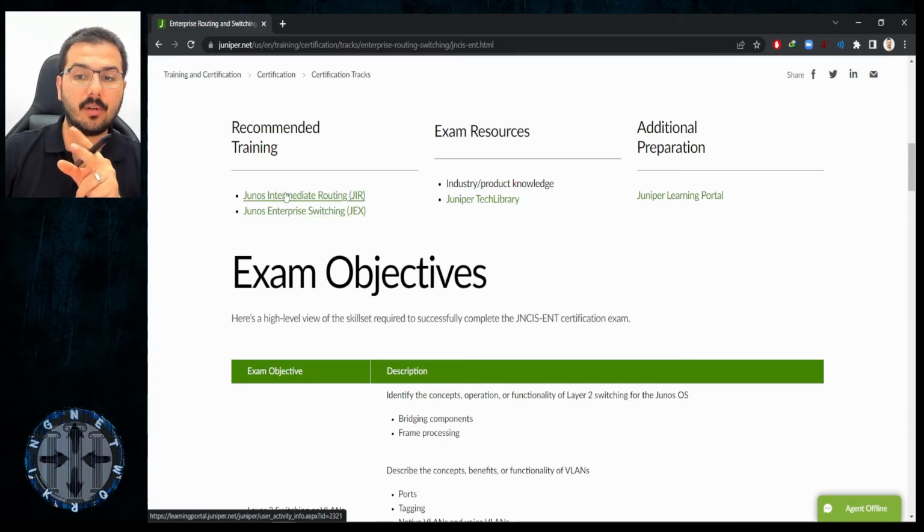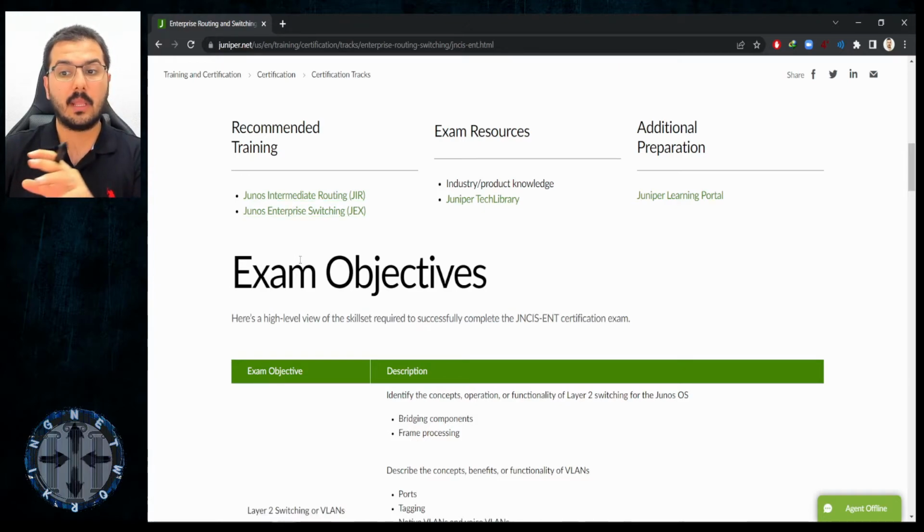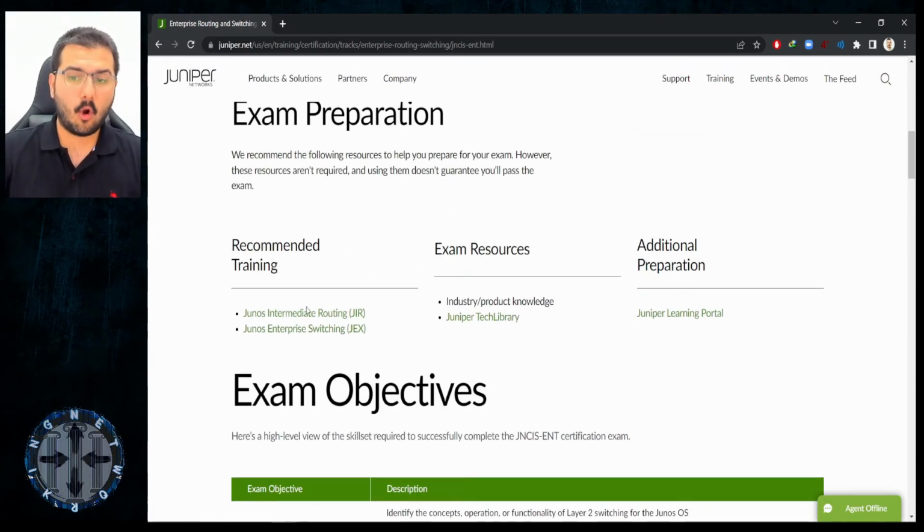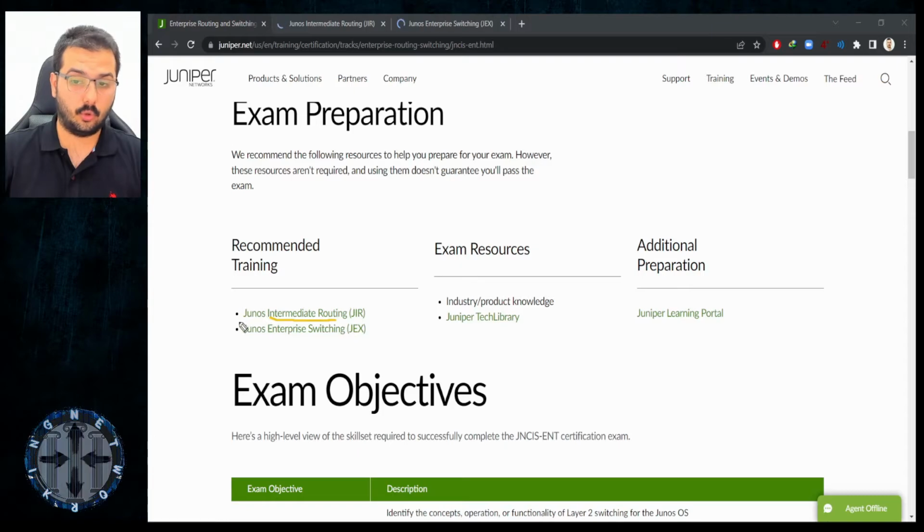Because these are general trainings from Juniper that can prepare you for a variety of technologies, and they are also useful for passing this exam, which is called JNCIS-ENT. If I open the pages of these, I will have to study intermediate routing with Junos in one training, and enterprise switching with Junos in another training, and let's see the cost of that.